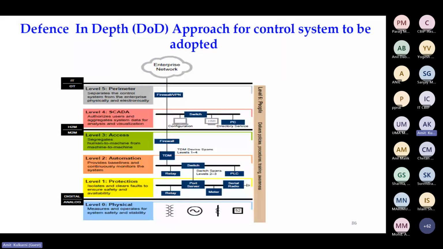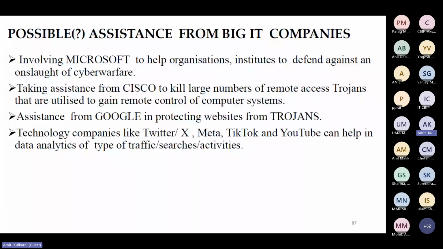Now, what else can we do? Suppose we face a cyber attack, what can we take help of? I think we should go to big IT companies like Microsoft, who can help organizations and institutes defend against an onslaught of cyber warfare, because in many cyber attacks you see that it is Microsoft systems which are compromised and attacked. So we can take help of them. So also for routers, modems, etc. I have given one name, but there are multiple companies. You can understand what I mean to say from one example.